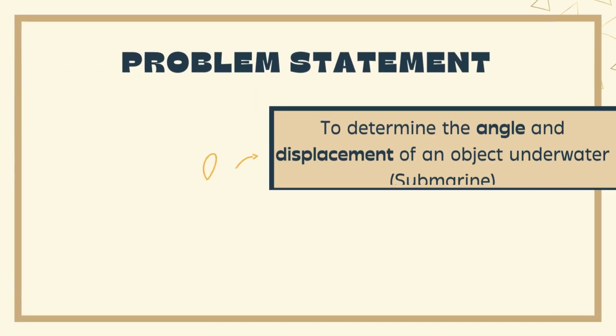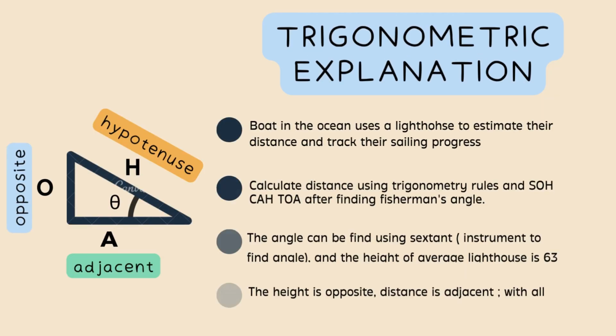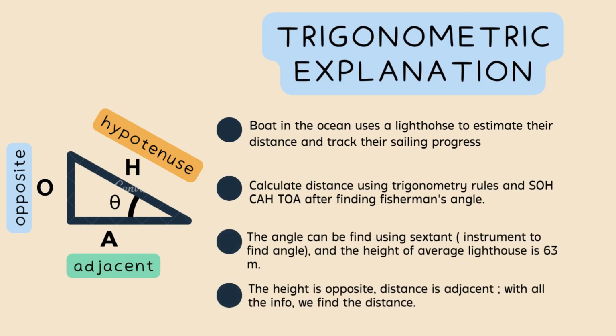For the problem statement, there are two. The first one is to determine the angle and position of a submarine underwater, and the second one is the distance between a fisherman's boat and a lighthouse. So now, let's see the trigonometric explanation.